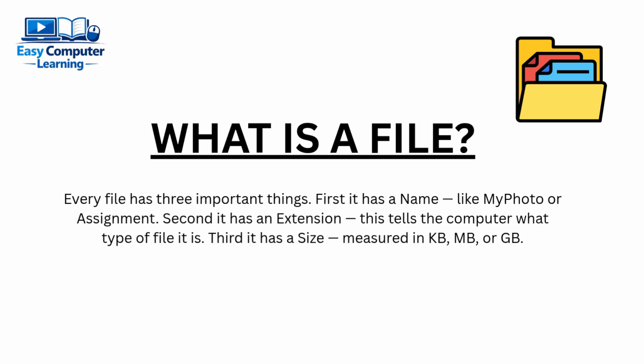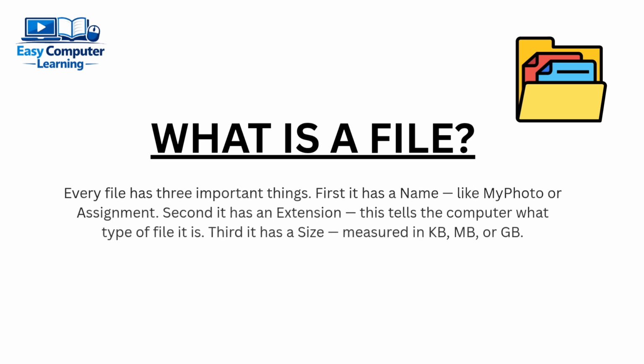Every file has three important things. First, it has a name, like My Photo or Assignment. Second, it has an extension. This tells the computer what type of file it is. Third, it has a size, measured in KB, MB, or GB.